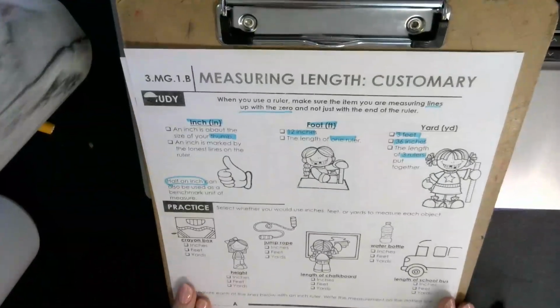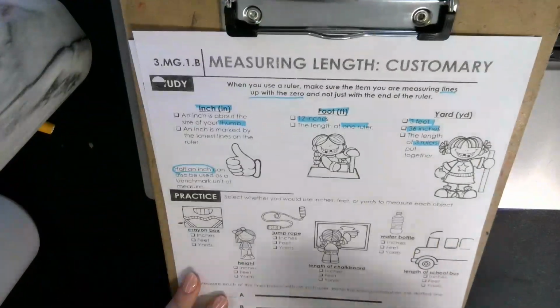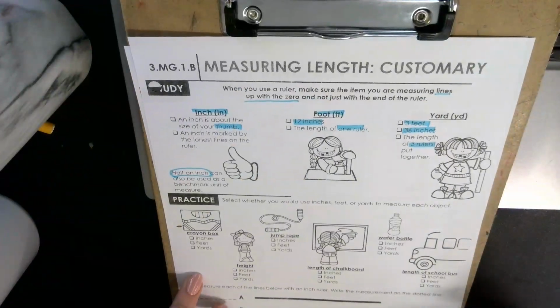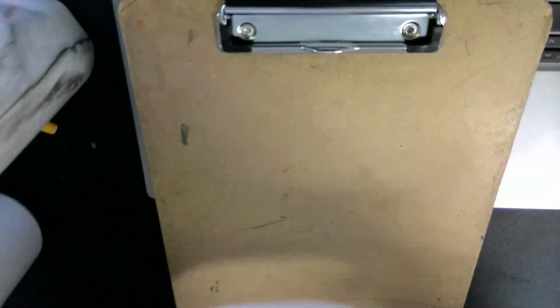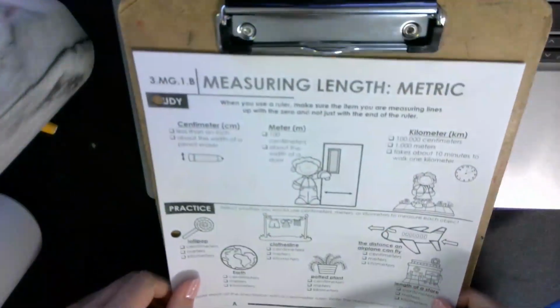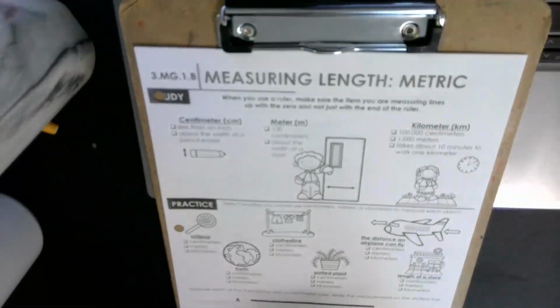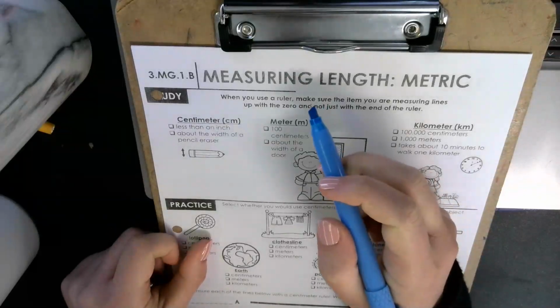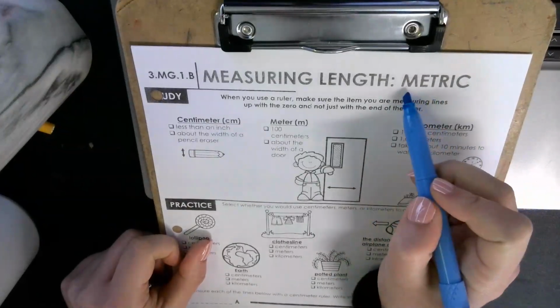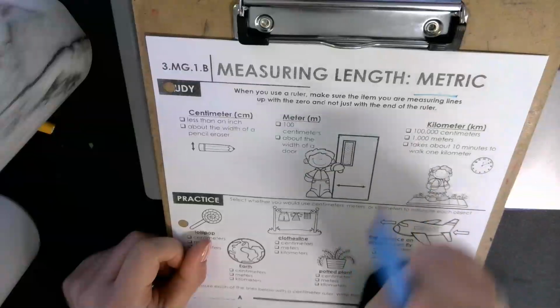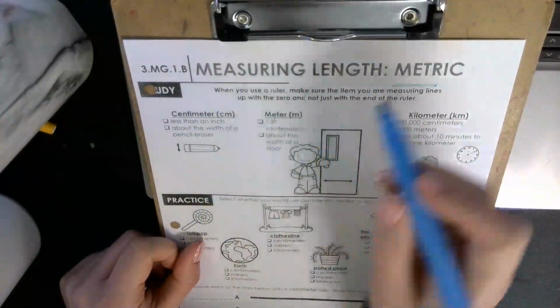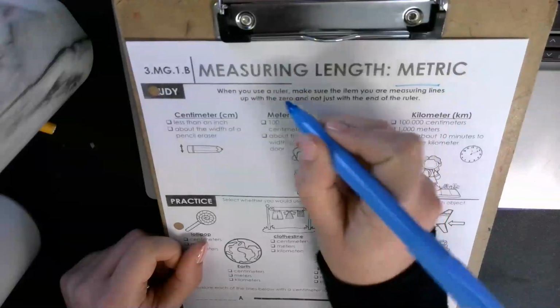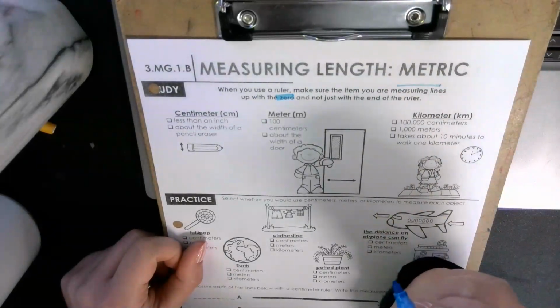Before I let you go for the individual practice, I'm going to have you flip over to the other page for the metric system. This is the one that's really popular in science and math, and all over the world. But you need to pay attention to which kind you're using, metric or customary. Now, in the metric system, same thing. You need to make sure your lines measure up with 0 and not just the end of the ruler.